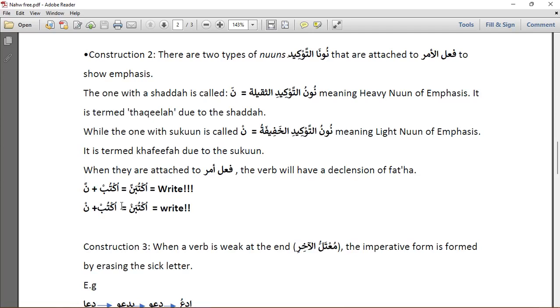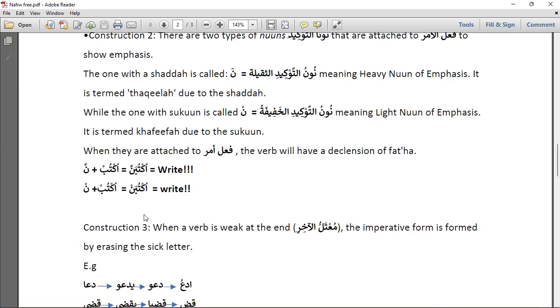So nunu tawkid al-khafifa is just noon sukun. The same way we've added our thaqila, add it to the fi'lul amr. We have what? Uktuban. So the first one is uktubanna, the second one is uktuban. And the emphasis of the first one is greater than that of the second one. So that is the second construction.